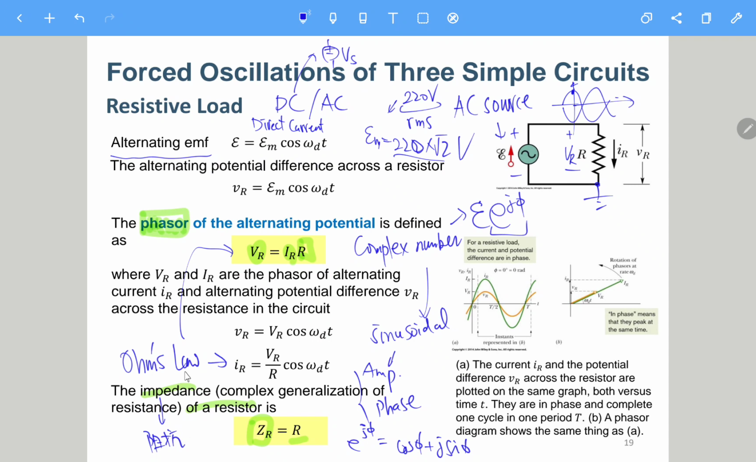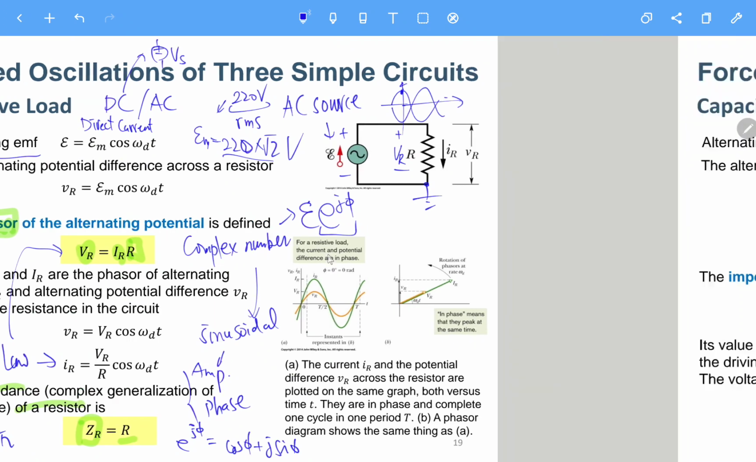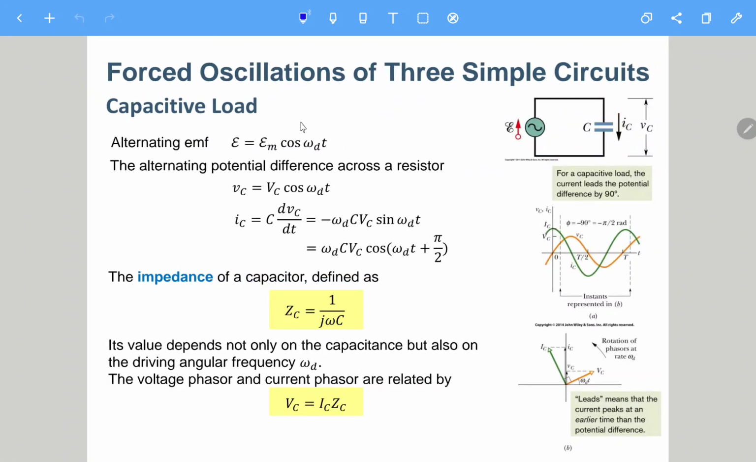So you just consider V equals IR. Finally, it becomes V equals IR. Nothing special. The next thing is the capacitive load. We consider that we connect an AC source with the capacitor. Here still E is E_m times cosine of omega_d t. Of course, this is VC, and VC should be the same as E. So VC is V_C cosine omega_d t.